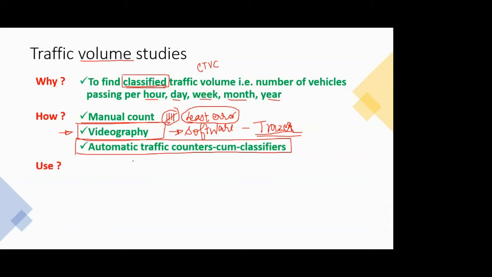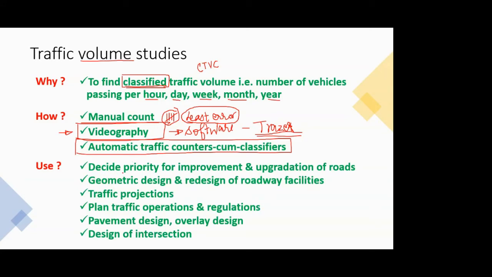Then the use. After doing all this and investing money, where do you use it? You have a number of applications for traffic volume studies. First of all, to decide the priority for improvement or upgradation of roads. Go back to the first unit and recall the numericals on the saturation system. There we saw how you decide in a road network which road you will develop first, or for which road you will undertake repair work first. In deciding that, you need some data, and the main data you need is this volume data or the flow data. So that is the use of your volume studies.